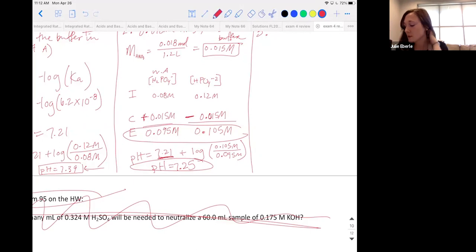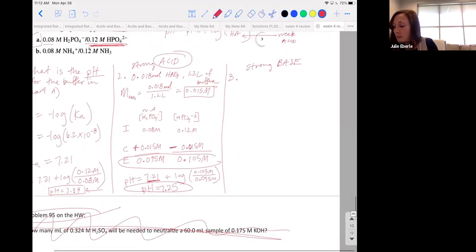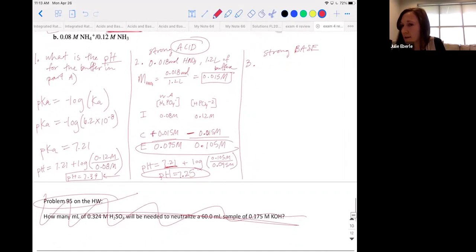Okay. So pH went down a little bit, but not much. It held it relatively constant. Okay, now what happens when you add a strong base? We need to wrap it up because we're 15 minutes over.